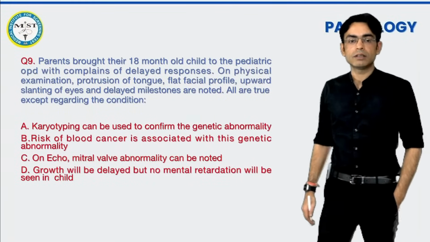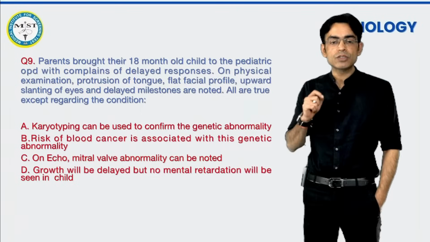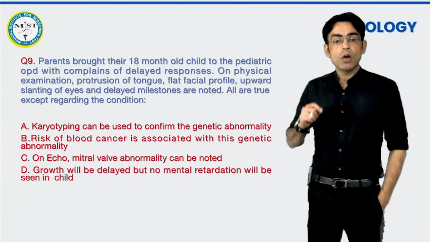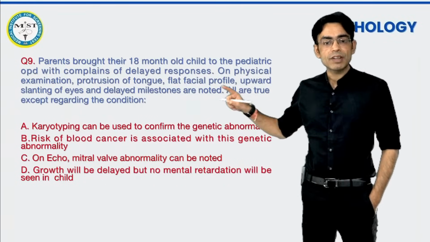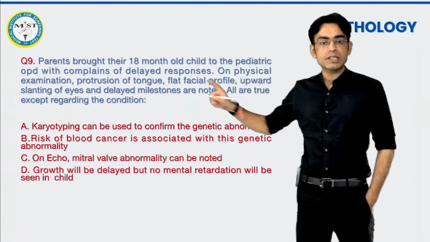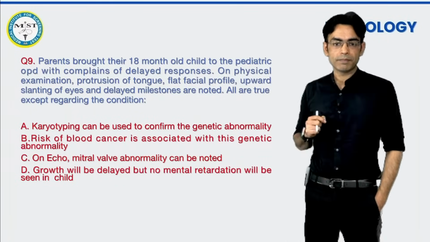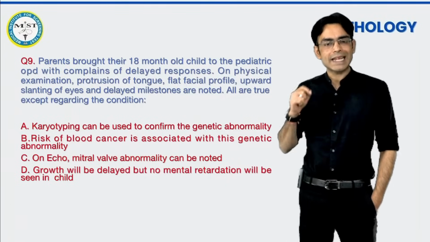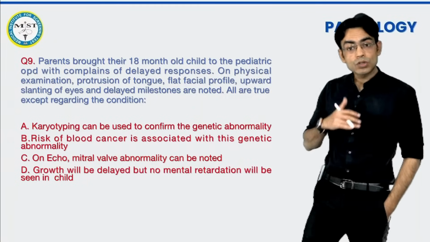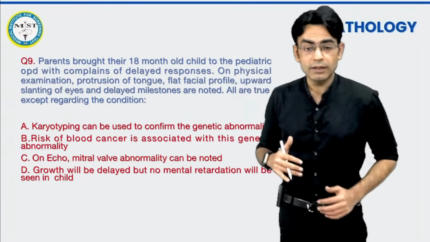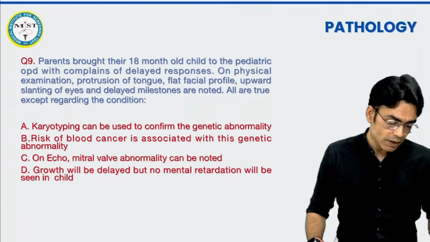Parents brought their 18-month-old child to the pediatric OPD with complaints of delayed response. On physical examination, protrusion of tongue, flat facial profile, upward slanting of eyes, and delayed milestones are noted. All are true except regarding this condition. So सब सही है, गलत क्या है ये ढूंढना है इन पेरेंट्स के बच्चों में, इस बच्चे में जो पेरेंट्स लेके आए हैं. चलो.